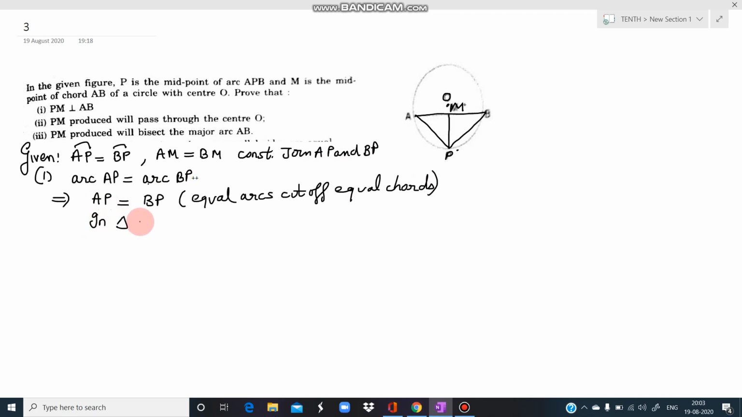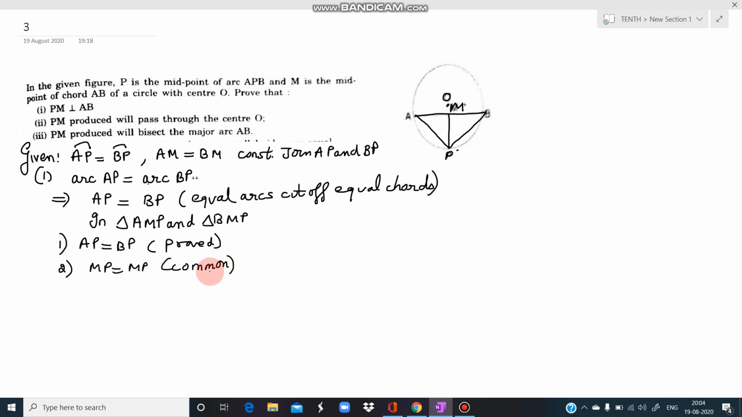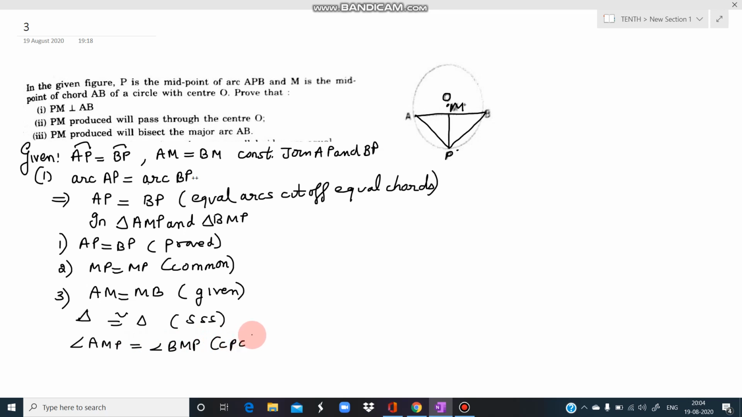Now we take triangle AMP and the triangle BMP. In these two triangles, first of all, AP is equal to BP. Just now we have proved above. Secondly, MP is equal to MP. It is common. And thirdly, AM is equal to MB because it is given in the question. M is the midpoint. So hence the two triangles, they are congruent by side, which means angle AMP is equal to angle BMP by CPCT.